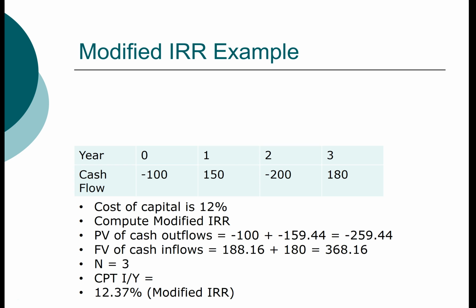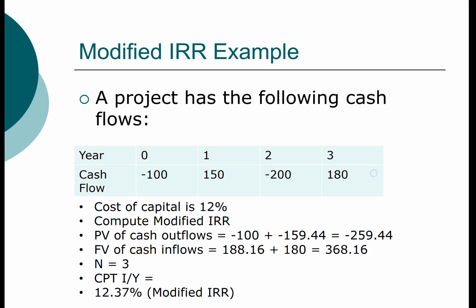So let's take a look at an example. A project has the following cash flow. The cash flow changes sign more than once. So it was negative, you have a cash outflow in year 0, and then positive cash flow in year 1, negative cash flow in year 2, and positive cash flow in year 3. And since the cash flow changes sign more than once, we'll need to compute the modified IRR. The discount rate for this project is 12%. So to compute the modified IRR, we need to do 3 steps.